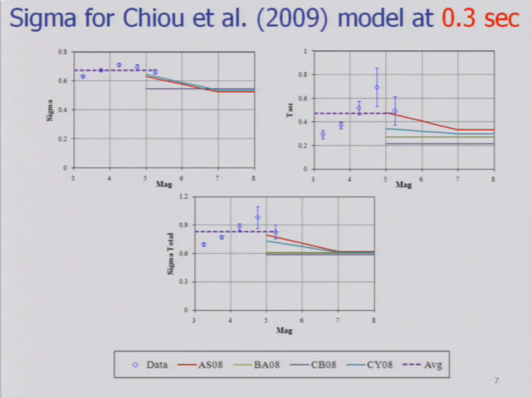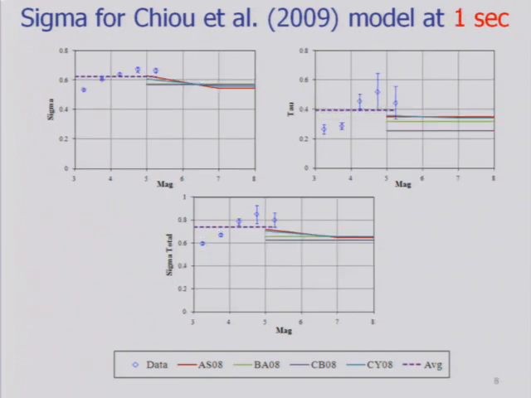At a period of 0.3 seconds, sigma, tau and sigma total appear to be, again, magnitude dependent. The magnitude dependence for the inter-event standard deviation tau seems to be stronger than that of sigma. And on average, the standard deviation for small to moderate magnitude data is generally larger than the predicted standard deviation with most NGA West models for magnitude larger than 5 earthquakes. At a period of 1 second, the same pattern is observed. Sigma, tau, sigma total appear to be magnitude dependent.